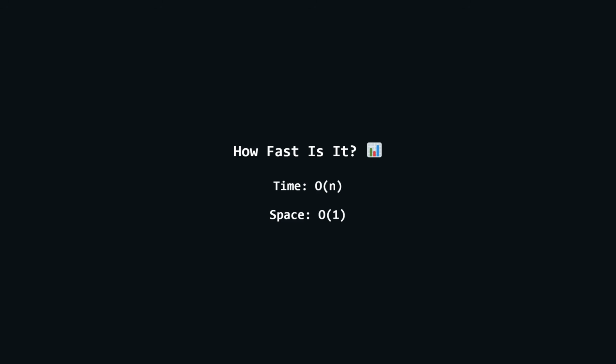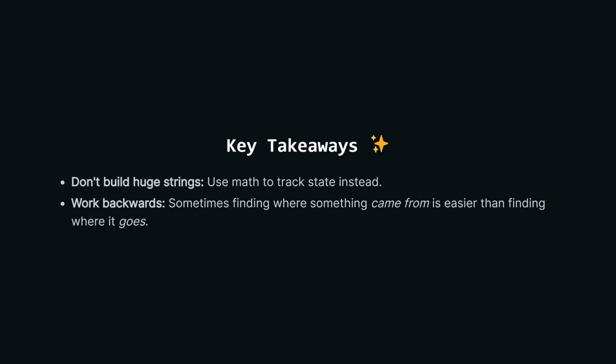As for the performance, this is incredibly fast. The time complexity is big O of n, where n is the number of operations, since we just scan the input twice. The space complexity is order 1, meaning it's constant, because we only keep track of a few simple number variables. The big lessons here are to never try storing astronomically large strings in memory, and to remember that when a forward simulation seems impossible, running the logic in reverse is often the secret key.